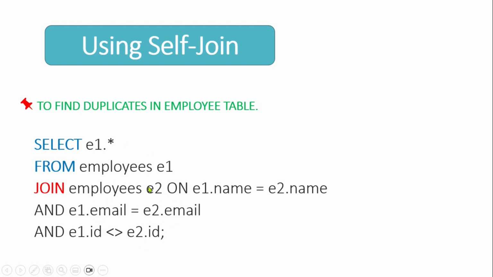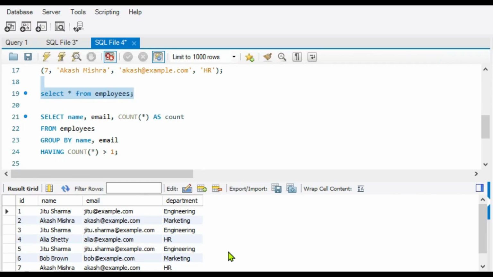So here we are doing a self-join. Means here we are comparing each employee record with every other record in the table. If the name and email of two records are the same but the IDs are different, it means that the records are duplicated. So here we are finding the duplicated records using a self-join where name and email should be same and ID should not be same.